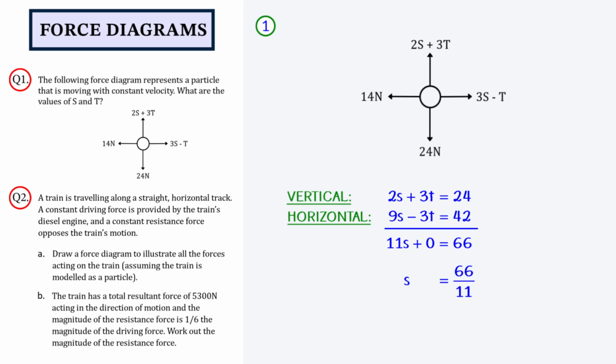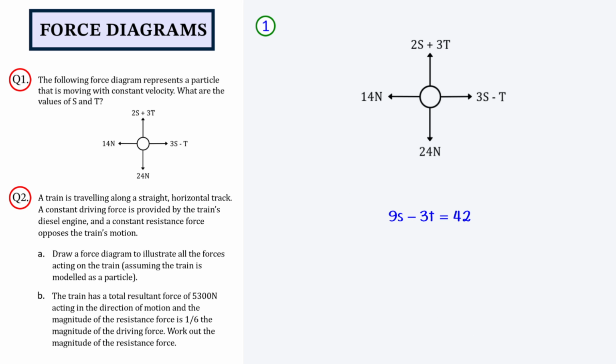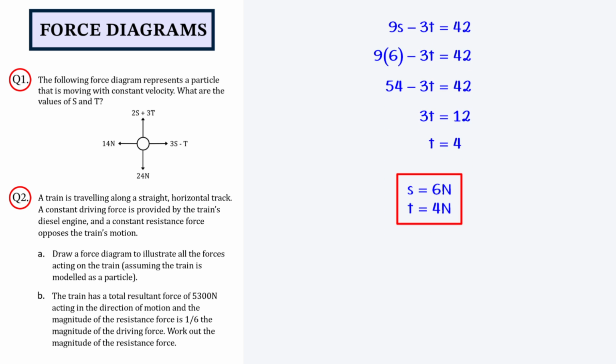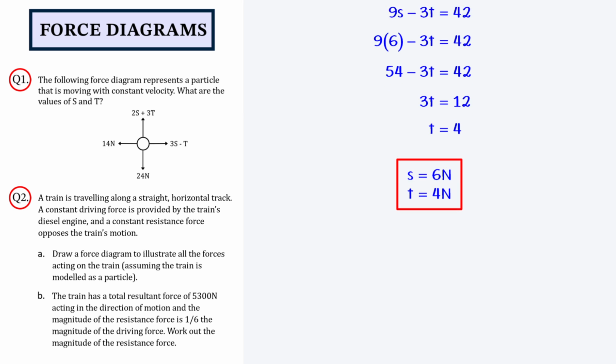And so s is equal to 66 divided by 11, which is equal to 6. And now that we know the value of s, we can substitute it back into one of the equations in order to find t. Let's use the second equation. So we have 9 multiplied by 6 minus 3t is equal to 42, which gives 54 minus 3t is equal to 42. And so 3t is equal to 12, and therefore t is equal to 4. So the final answer is s is equal to 6 newtons and t is equal to 4 newtons. And so that answers question 1.